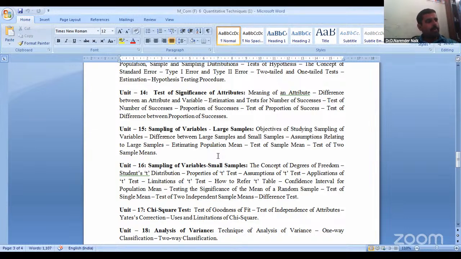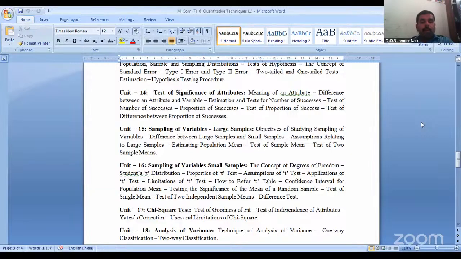The next one is sampling of variables, that is small samples. The concept of degrees of freedom. We need to see the concept of degrees of freedom because we need to carry table values, for examination point of view. Then the student's t distribution. T means student's t distribution, named by a pen name.